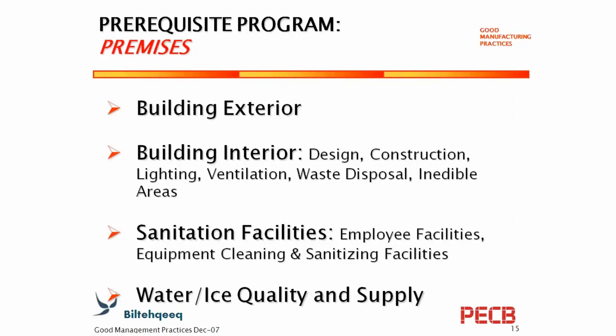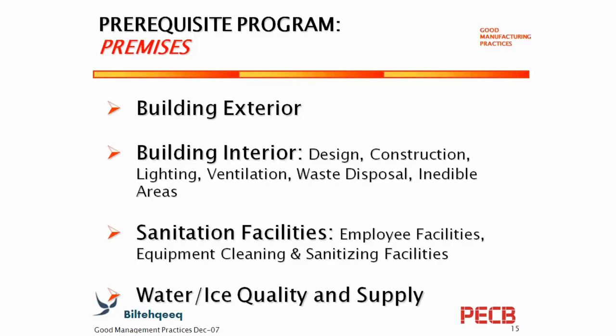And the other is the building interior, the design, the construction, the lighting, the ventilation, the waste disposal, and inevitable areas. Because when you are going to set or arrange your operation for the food management system, you have to be more conscious. The color you are selecting, the design, the material of the construction, the lighting, the ventilation arrangement, the waste disposal arrangement you are managing, they should all comply with the requirement of the food industry.